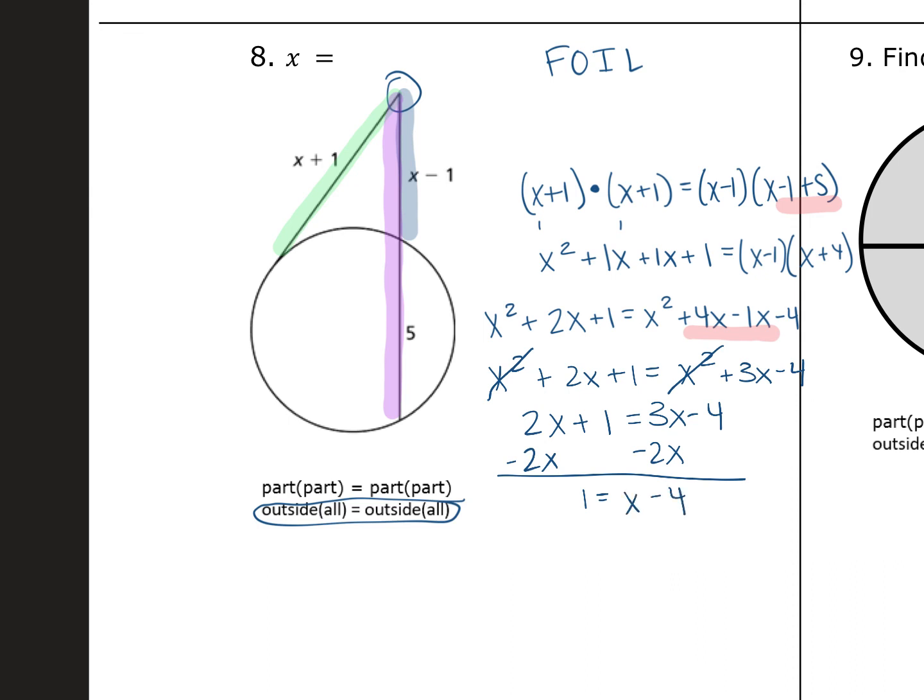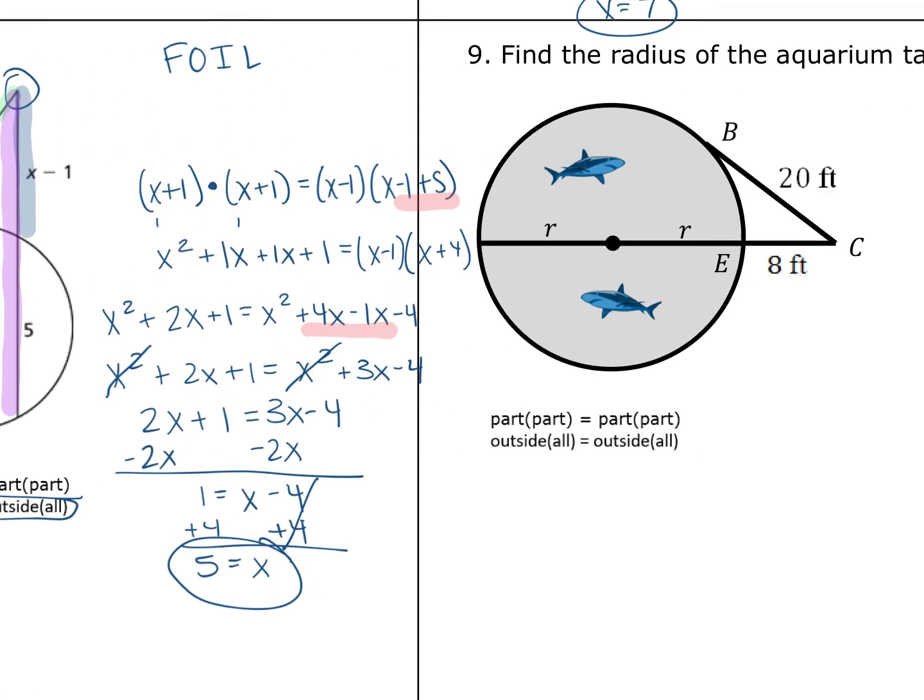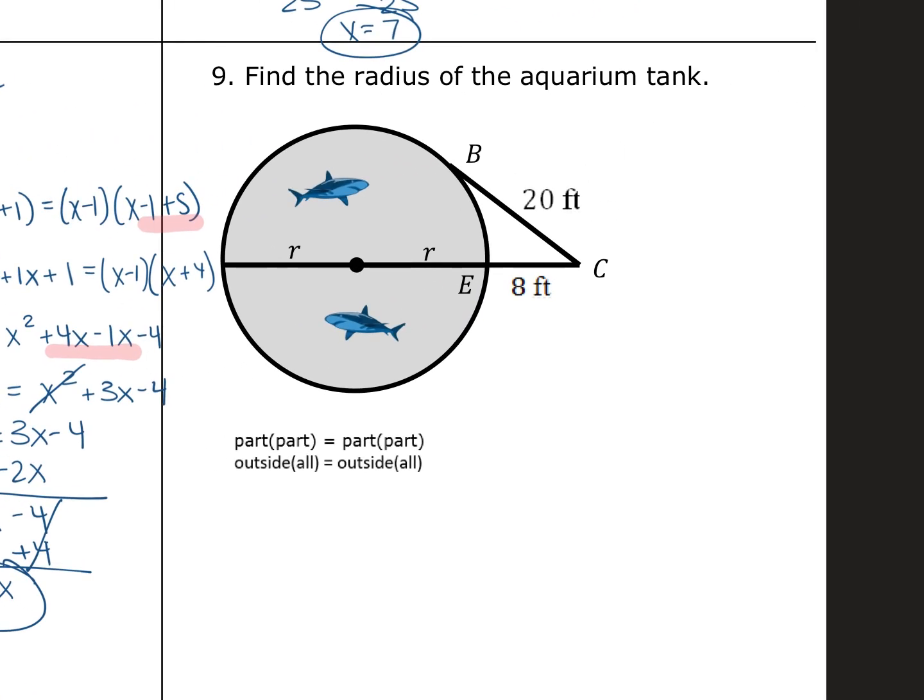And now we only have one step left. We need to get rid of the minus 4, so we are going to do the opposite on both sides. 1 plus 4 makes 5. Bring down your x, and the 4's cancel out. So 5 equals x. All right, last one, number 9, says find the radius of the aquarium tank.